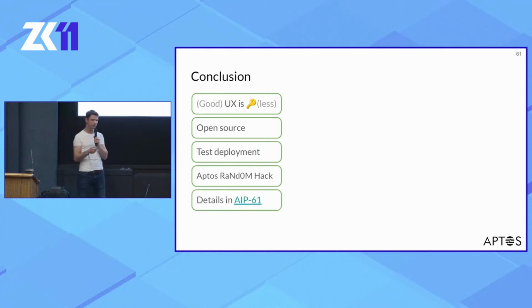And if you want the nitty-gritty details and all of the security implications and details, you can find them in an Aptos improvement proposal that I wrote. There's a PR open. There's a couple more things to address there.